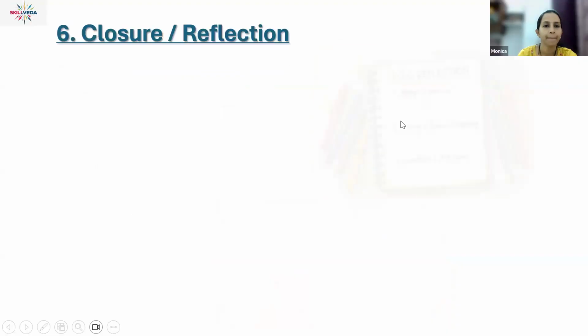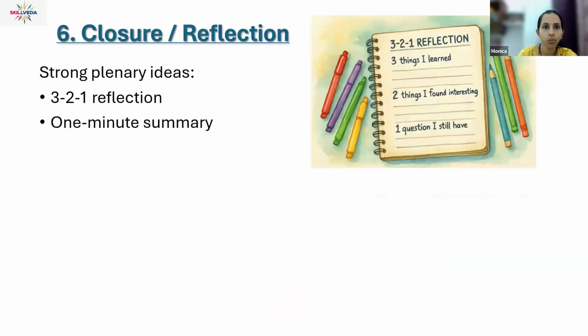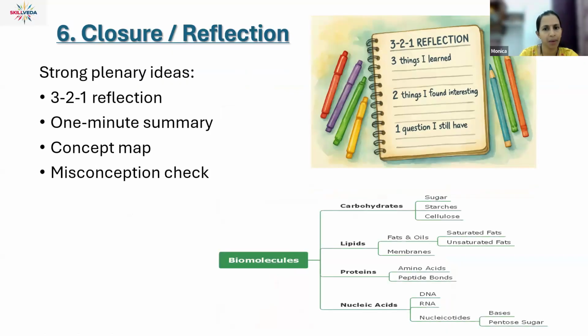Okay, fine. Then closure, as I said, 3-2-1 is an effective way of showing the reflection. Then the 1 minute summary. You can randomly pick one child and ask them to say the key points of that session, which may take only 2 to 3 minutes, not more than that. And sometimes we can use a concept map. In case of biology, for classification of plants and animals, that is a very big topic where we can use these concept maps. So this will easily break down the content and give a clear idea of where these organisms came from.